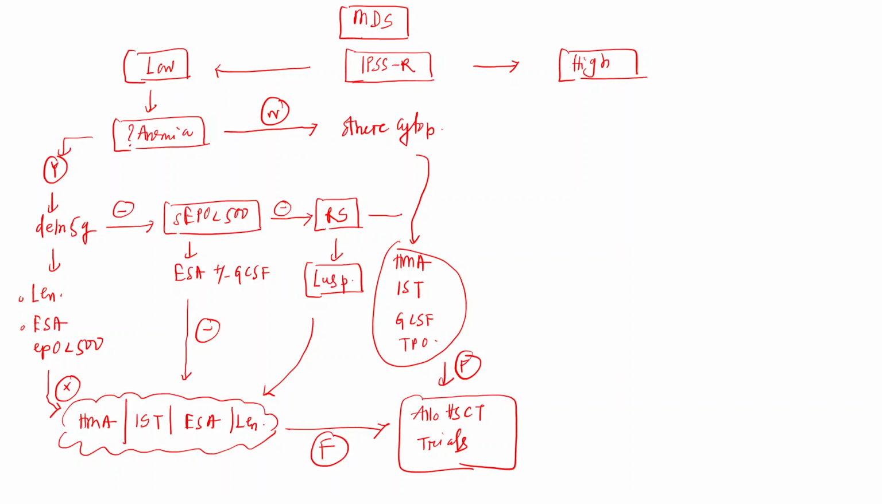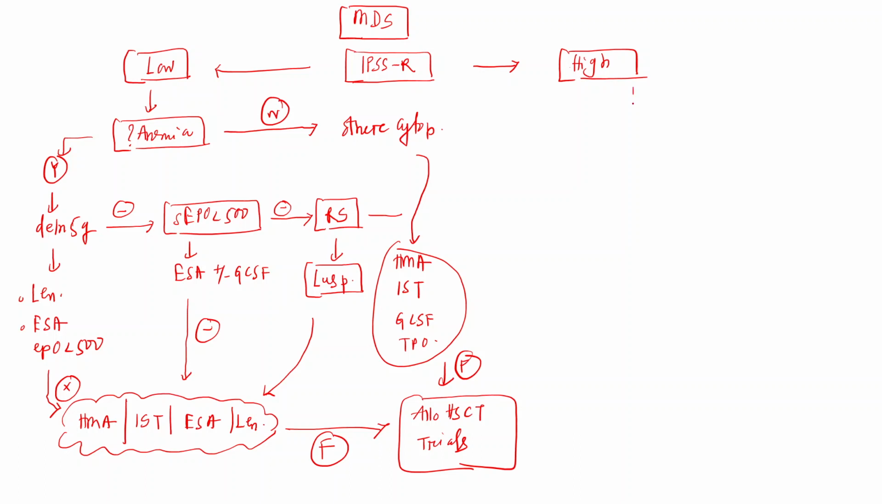So if it is a low risk, first look for whether it is isolated anemia, then you see whether you have deletion 5q, EPO less than 500 or ring sideroblast, and accordingly you give treatment. If the patient has other cytopenias along with anemia, then you have to think of giving GCSF, TPO agonists, and other therapies like hypomethylating agents or immunosuppressive therapies if there is indication. If these first line drugs fail, then you have to give again HMA, hypomethylating agents. If nothing is working, then you have to take up the patient for allogenic hematopoietic stem cell transplantation.